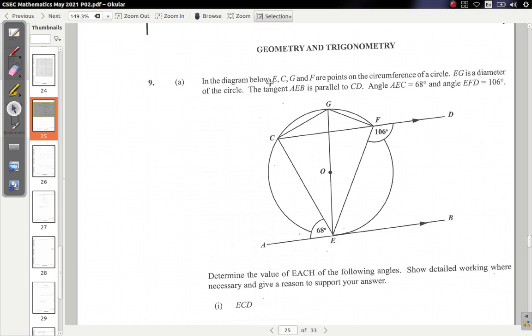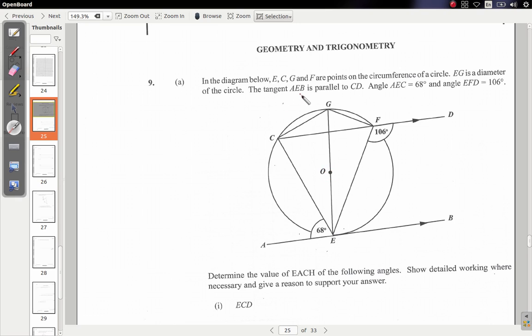Now, it says in the diagram below, and this is covered in geometry and trigonometry, E, C, G, and F are points on the circumference of a circle. EG is a diameter of the circle. That means it passes through O.